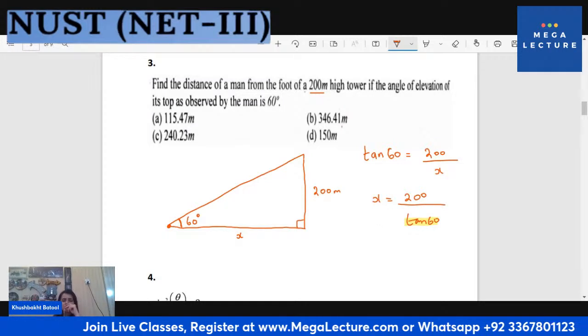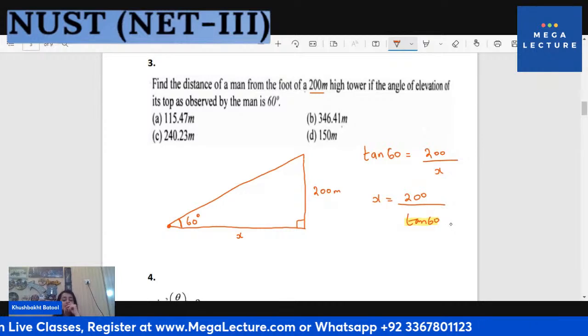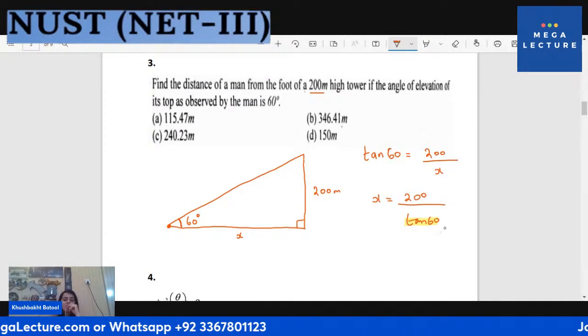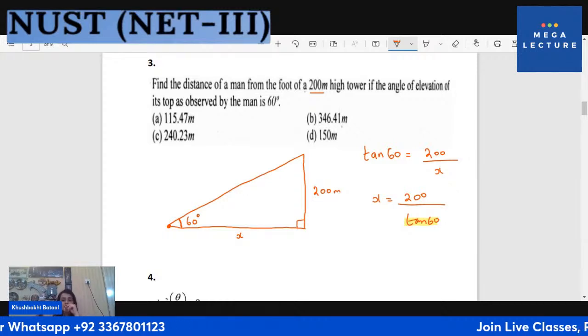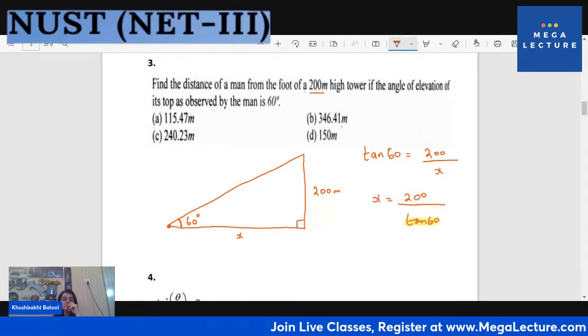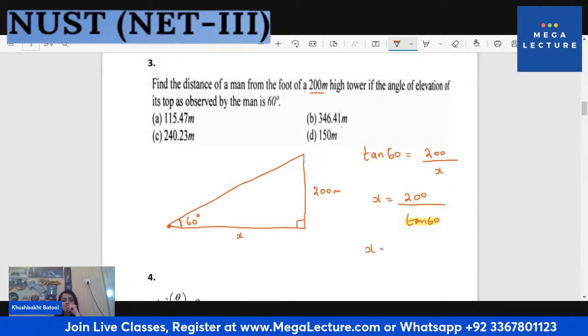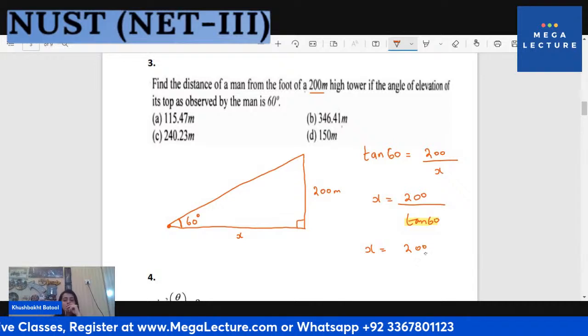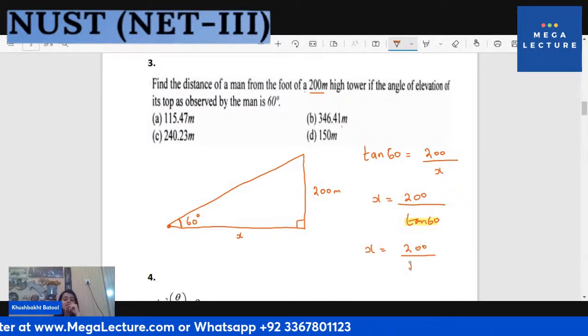You can just check that out, and there you need to memorize the values of sine, cos, tan at 0, 30, 45, 60, 90, just so you're able to solve these questions. And that table is specifically designed from the NET point of view. So x is going to be 200 divided by tan 60, which is root 3.